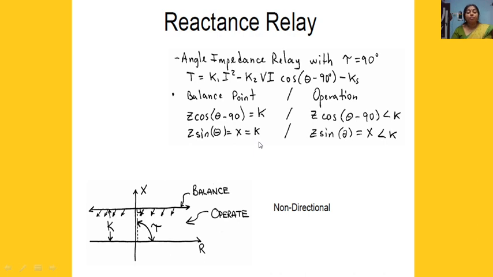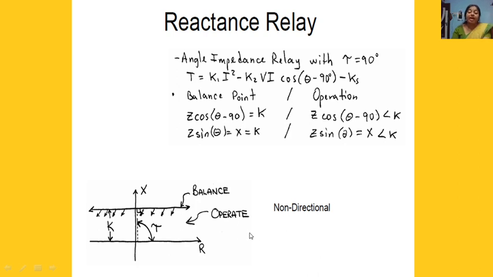Now how can you plot the characteristic of the reactance relay on the RX plane? It is parallel to R. This X is the set value of impedance, and this line shifts along the y-axis. The operating region is below this line and the restraining region is above this line. As this characteristic covers all four quadrants, 1, 2, 3, 4, this relay is a non-directional relay.